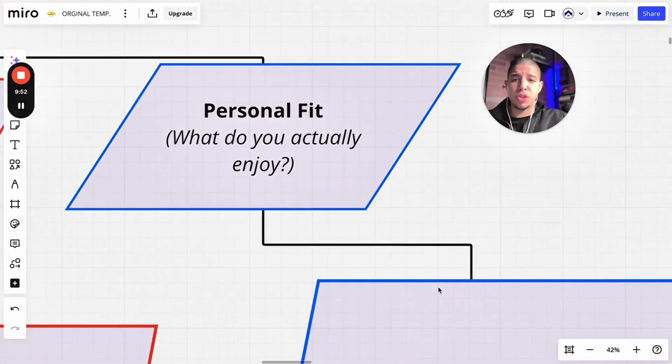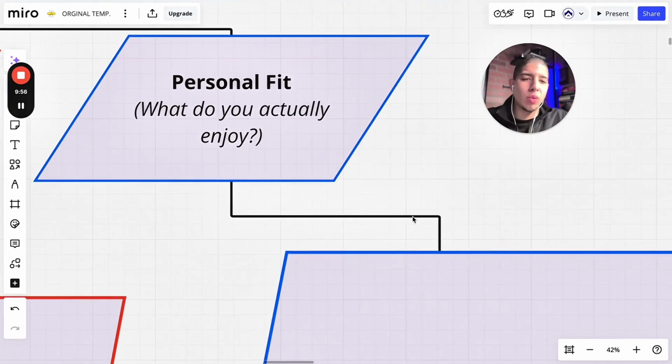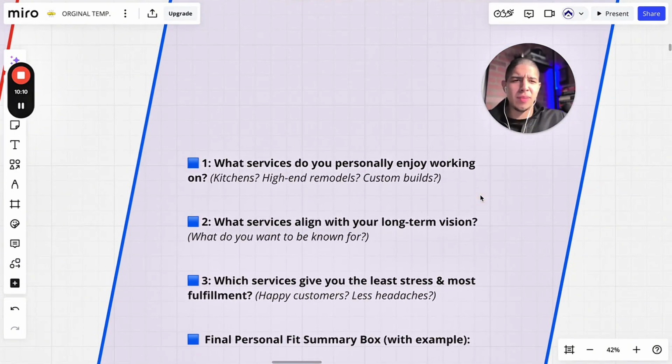But regardless, personal fit. What do you actually enjoy? If you don't enjoy what you do, you're not going to be able to last in this game, because there's people out here who love dealing with clogged toilets. And if you love dealing with that, man, I'm sorry, you're just going to be a different kind of dog in this game, right? I haven't met that guy, but I'm sure I'll bump into him one day.